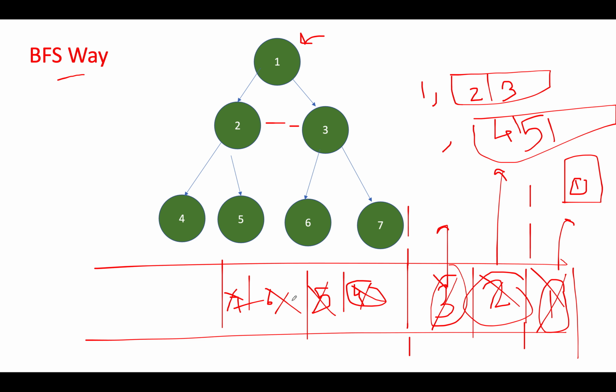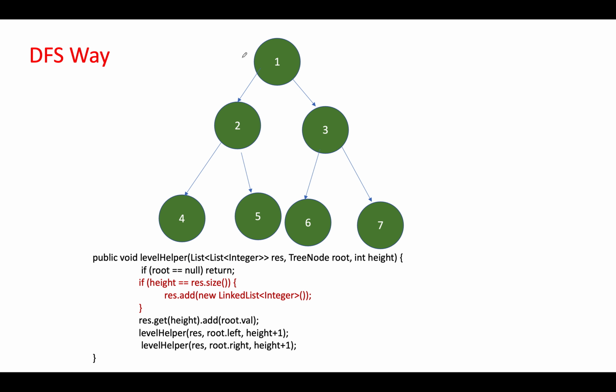Since there were no children of 4, 5, 6, 7, all of them were leaf nodes, so we didn't add anything back into the queue and your traversal is complete. This is how we executed the BFS way. The time complexity of the BFS traversal is order of n, since you are iterating through all the elements once. Now let's talk about the DFS way.